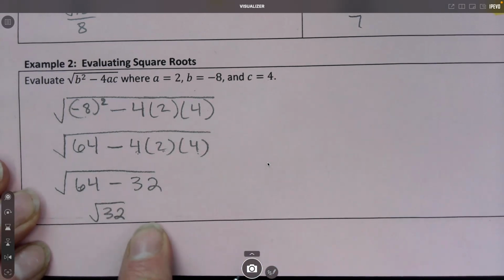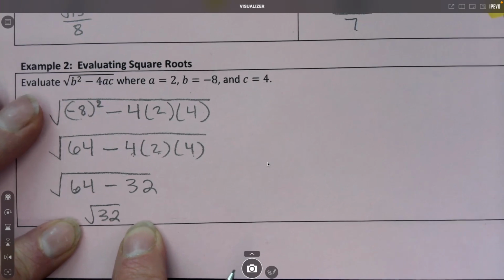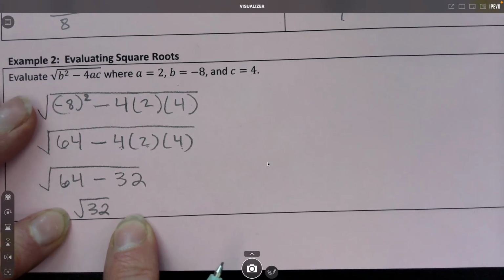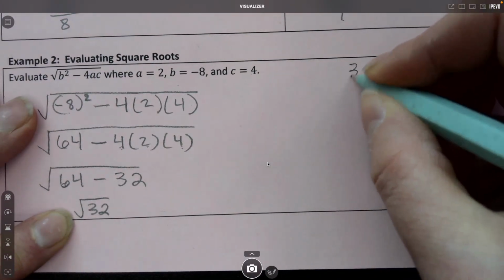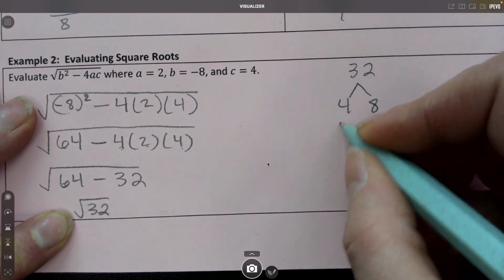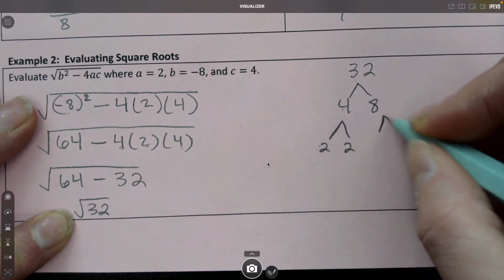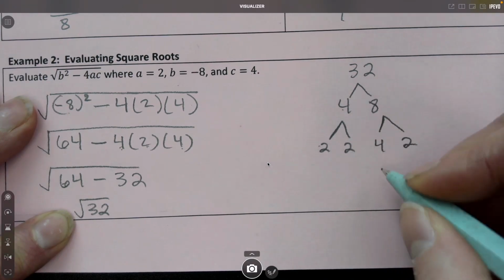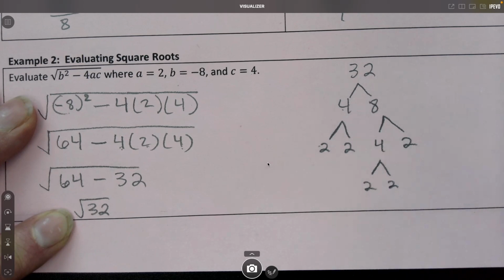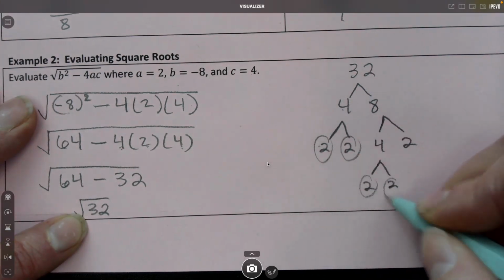So before in math, we would have left this. We would have been perfectly happy with this answer. But now that we know this stuff about square roots, I can do a little bit more work and break it down. So 32 is 4 times 8. And 4 itself would be 2 times 2. And 8 is 4 times 2. And this 4 is another 2 times 2. So we end up with just a bunch of 2's. 2 times 2 times 2 times 2 times 2.